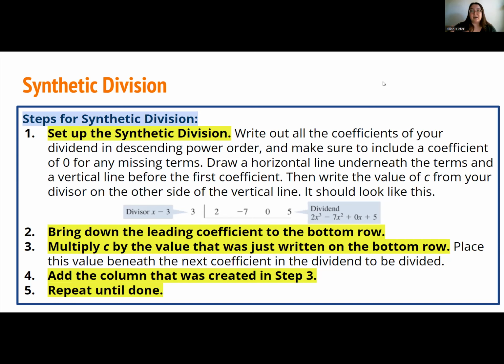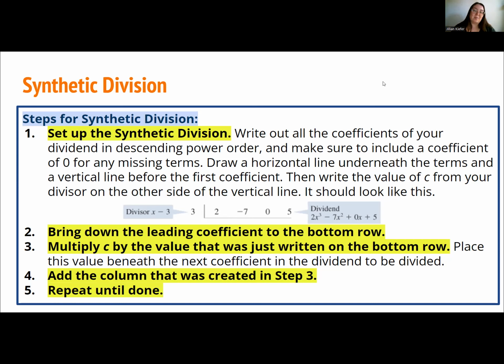Then you would add that column. So you created a column in step 3. You had the term from the dividend plus the result of the first term of the dividend times C. So you add the column and you get a new number in the bottom row. And you repeat all of those steps until you are finished. So that is synthetic division.